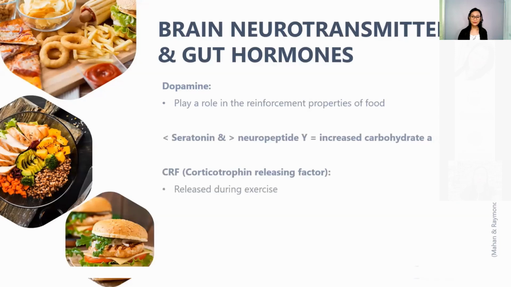Another hormone is the corticotropin releasing factor. So this one released naman during exercise. And importante din naman siya sa pag-lose ng weight.